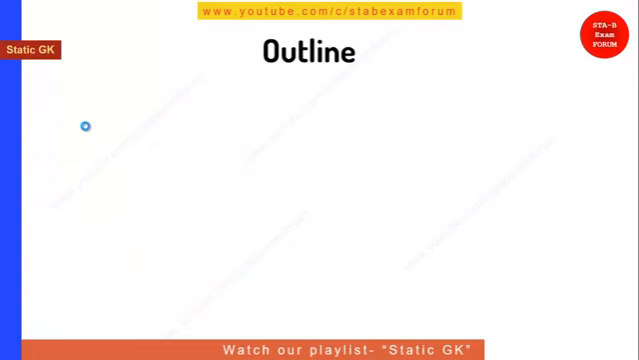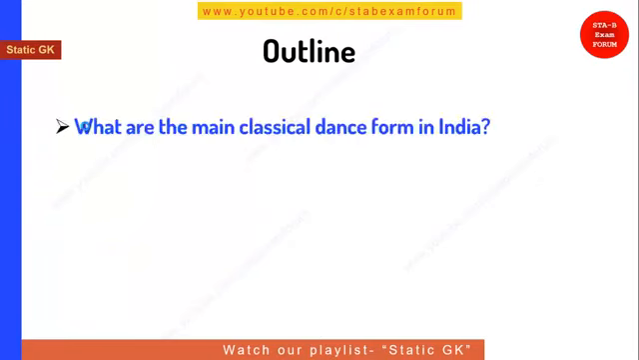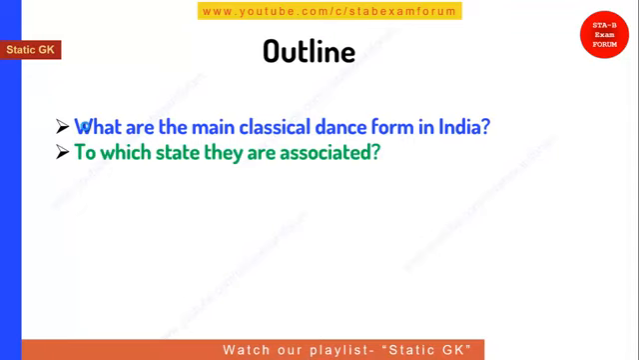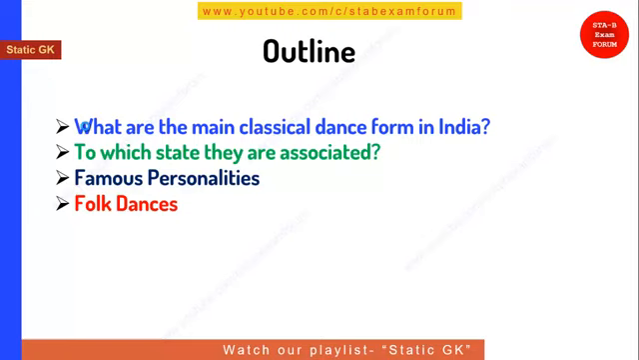The outline of today's session will be like this. What are the main classical dance forms in India that we are going to see? The next is to which state they are associated. It is very important. You should know at least the classical dance forms and their state association. The third one is famous personalities. In this video, we are not going to include the famous personalities related to classical dancers. And folk dances: in upcoming videos, we are going to talk about important folk dances in India. Basically, we are going to cover these two things in this session. So let's begin the session.